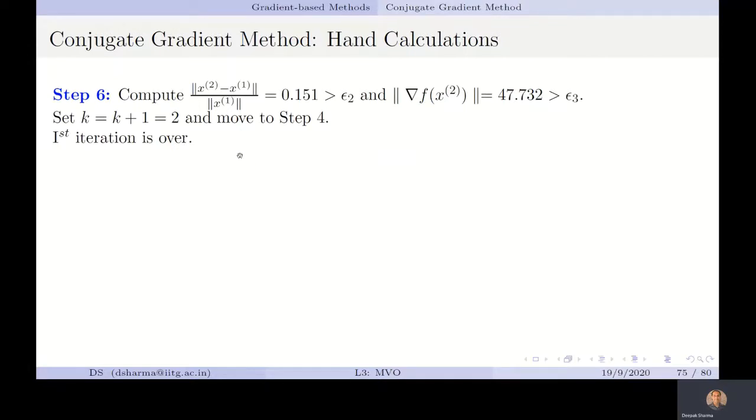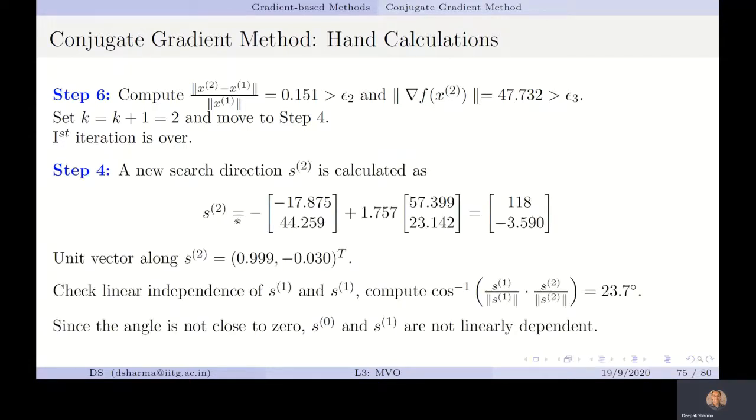Now step 4, we know that this is where we calculate the conjugate direction. So S2 is going to be a conjugate direction to all previous directions. This means S2 will be conjugate to S1 as well as S0. By putting the values in the formula, numerator divided by denominator, I have written the direct value as 1.757 multiplied by S0, and we get this value. Now, again we are finding S2 as our unit vector.